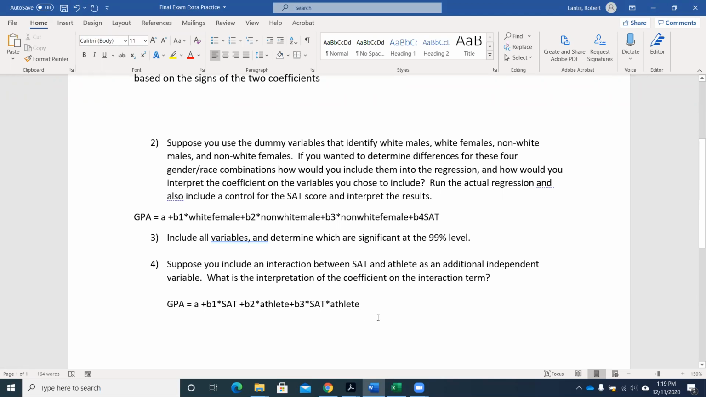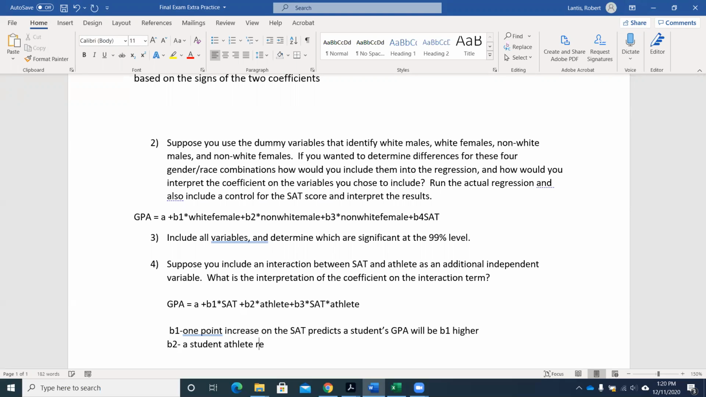So now the interpretation here: for B1, a 1-point increase on the SAT predicts the student's GPA will be B1 higher, whatever that value ends up being. The interpretation on B2 is, well, a 1 unit increase in the athlete variable is just a 0 if they're a student athlete, 1 if they're not.